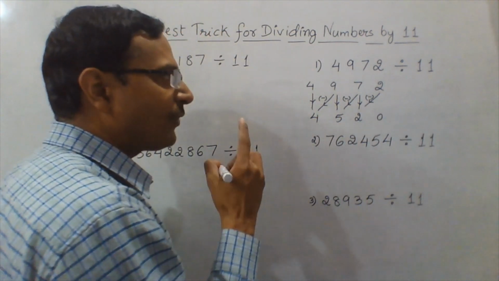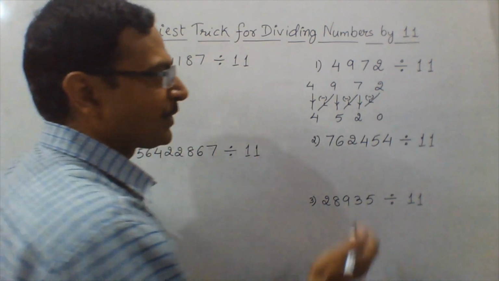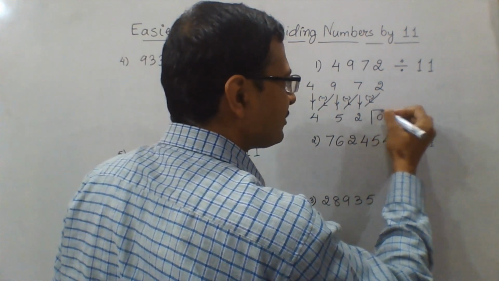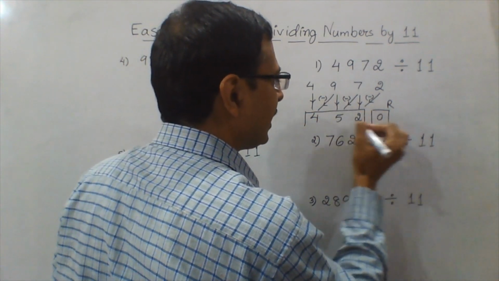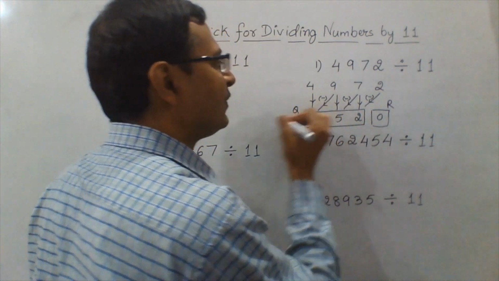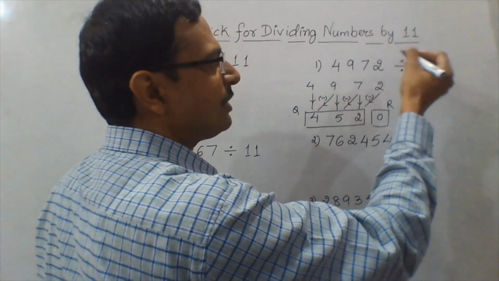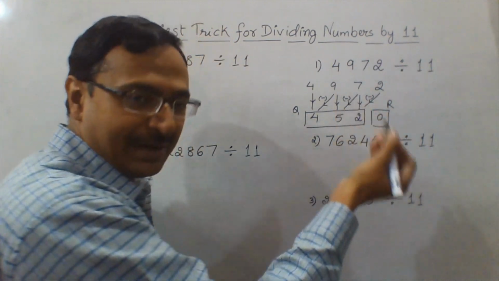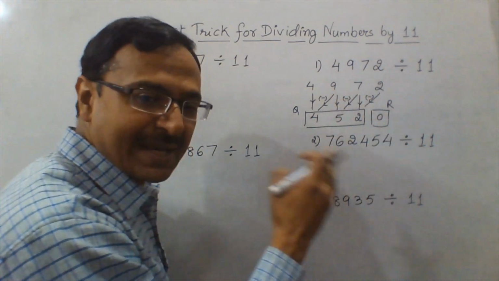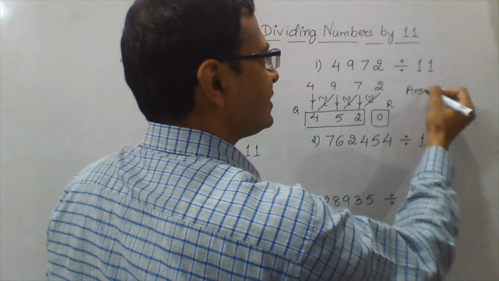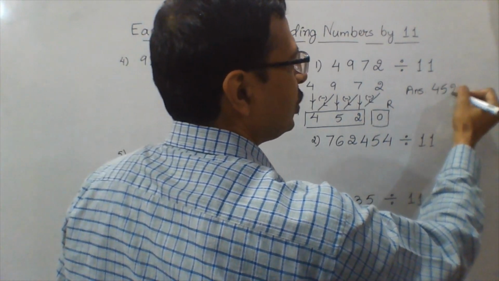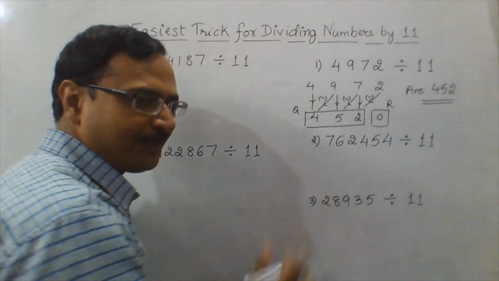Now 4520 is obviously not the answer. The last digit gives me the remainder, and the remaining part, this gives me the quotient. So when you divide 4972 by 11, you are going to have a remainder 0. That means 4972 is exactly divisible by 11. So your answer for the question is 452. This is the answer.